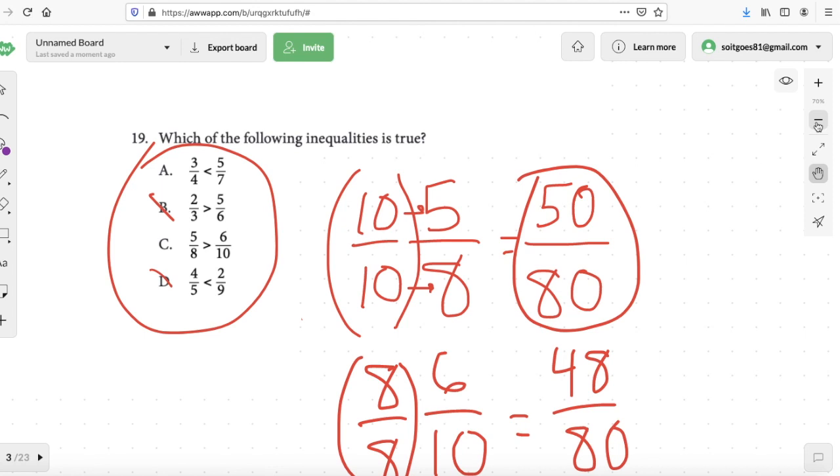Ooh, that's really close. And that's again why it was tough to figure out with visual estimation, right? Because those are so darn close together. But it is indeed answer choice C.